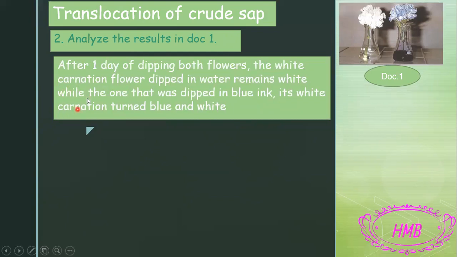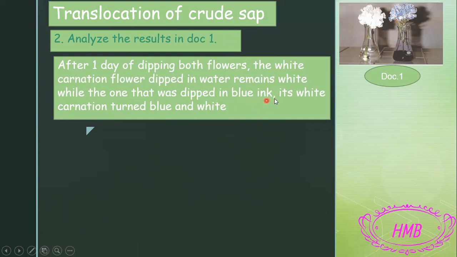Of course, always remember the connector, or you can use however, or on the other hand. The one that was dipped in blue ink, meaning the white carnation that was dipped in the blue ink, turned blue and white. As you can see, most of it is blue, but we still have some white color.